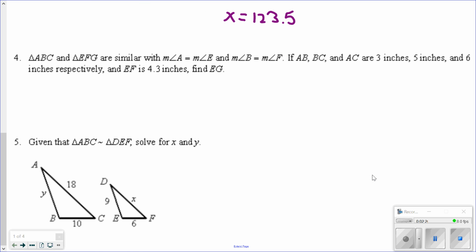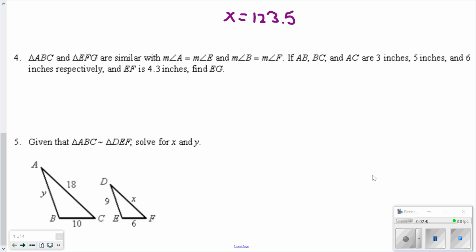Number 4, triangle ABC and triangle EFG are similar, with the measure of angle A equal to the measure of angle E, and the measure of angle B equal to the measure of angle F. If AB is equal to 3 inches, BC is equal to 5 inches, and AC is equal to 6 inches, and EF is equal to 4.3 inches, we want to find the length of EG.